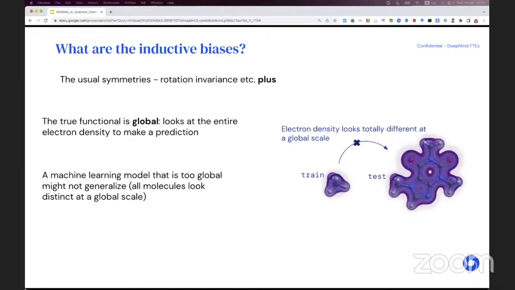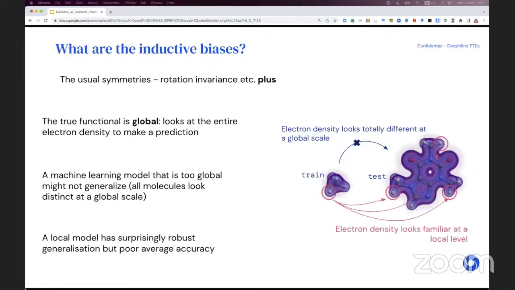If you compare the density in purple of a trained molecule versus the density of a test molecule, they look completely different. Which means that a model that is very global is going to struggle with generalization because the densities are very different. On the other hand, if you look locally, if you zoom in, here I'm circling hydrogen atoms that are sticking outside of each of the molecules. Our electron densities locally look very similar.